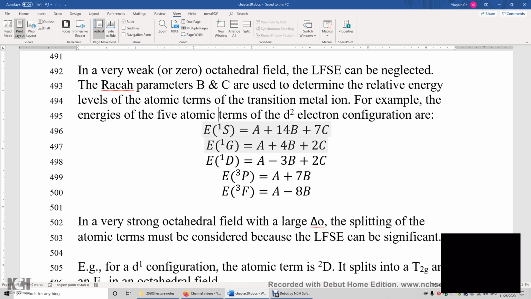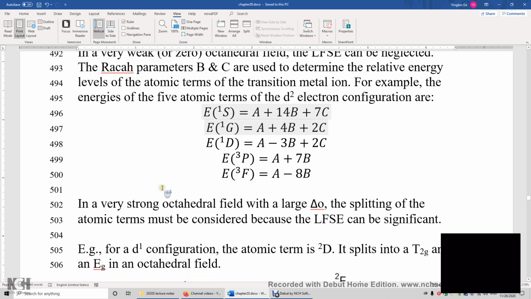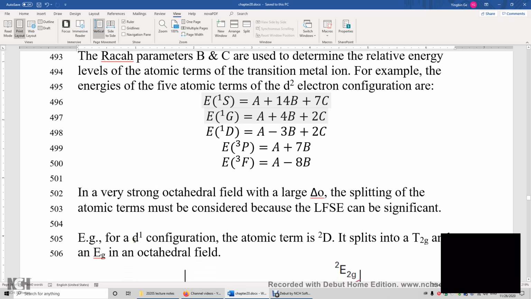In that case, this 3F splits into 3 terms in the octahedral field. Okay? And the 3P will be maintained as only one term, but there's going to be an energy shift as well. So we'll look at these 2 cases a bit later. For now, let's look at the simplest d1 electron configuration.